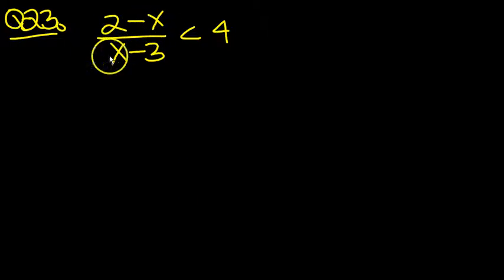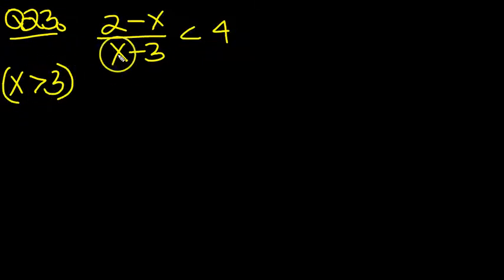2 minus x over x minus 3 is less than 4. Let's have a look at this one. Well, we cannot just simply move this up to the other side from divide to times because we don't know if it's plus or minus, and it will alter whether this turns around or not and inverts. So we've got to be mindful of that. So let's just look at the two possibilities separately then.